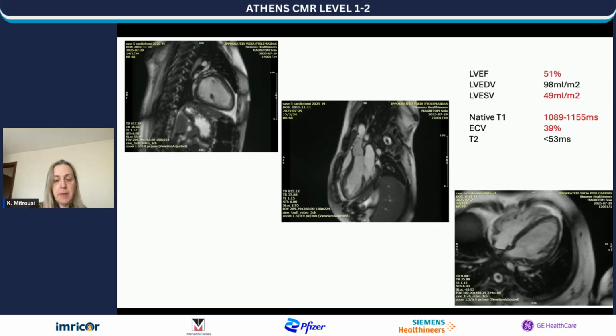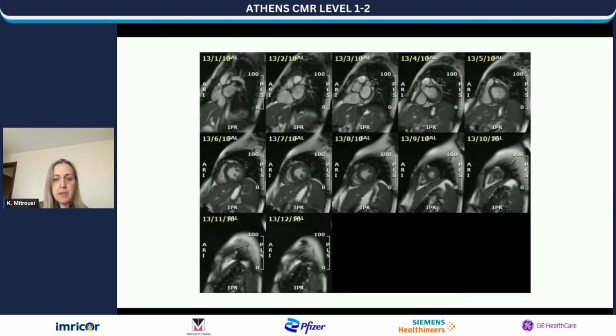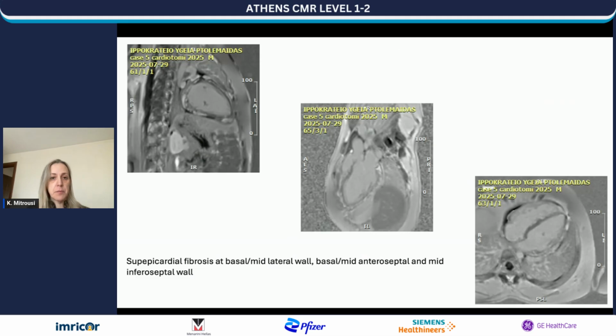And here are his cine images with a mildly reduced ejection fraction of 51%, normal end-diastolic volume of his left ventricle, elevated native T1 values and extracellular volume of 39%, and normal T2 values. As you can see, his cine stack as well. After providing gadolinium, we can see subepicardial fibrosis at the basal mid lateral wall, basal mid anteroseptal, and mid inferoseptal wall.